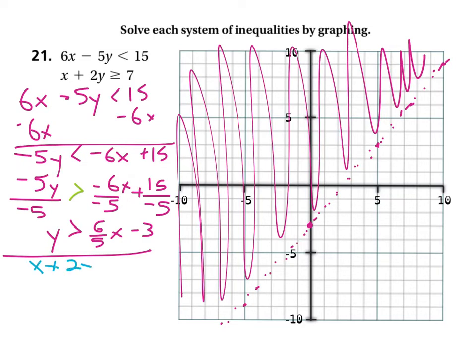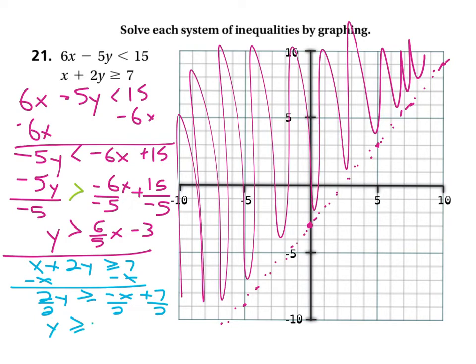Now let's do the other equation, solve it. You've got x plus 2y is greater than or equal to 7. Subtract x, and we get 2y greater than or equal to negative x plus 7. And normally I don't write the divided by 2 like this. I rewrite it, but I'm doing it because I'm almost out of space. And we get y is greater than or equal to negative 1/2 x plus 3.5.